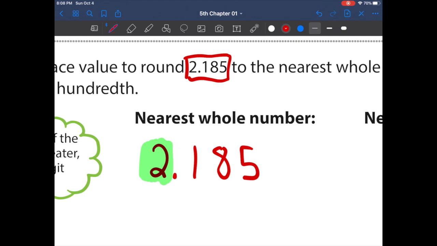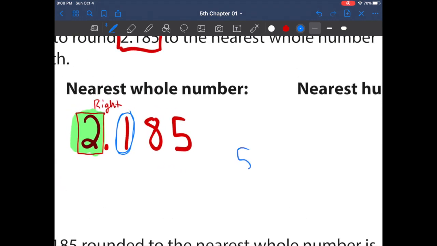Well, the way I remembered how to do it, I'm just going to show you really quick. I'm going to put a box around this 2, and we want to round to the nearest whole number. We look to the number to the right. What's the next number to the right of 2? Well, that would be 1. I'm going to put a circle around this 1, okay? Now, here's the rule. If the number is 5 or bigger, we are going to round up. If the number is 4 and lower, we are going to stay the same.